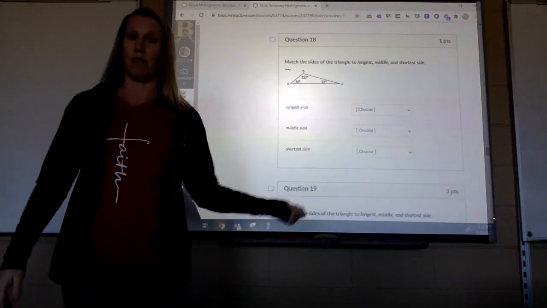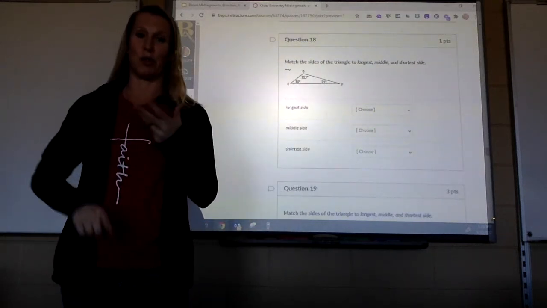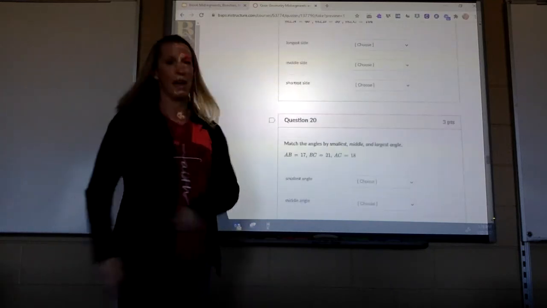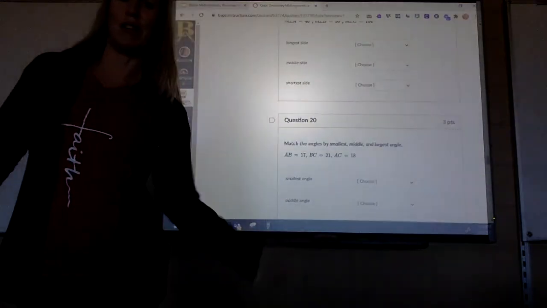And then this is review from yesterday, where you're going to do the longest side, the shortest side, the middle side. You may have to go back to yesterday's to review if you need to.